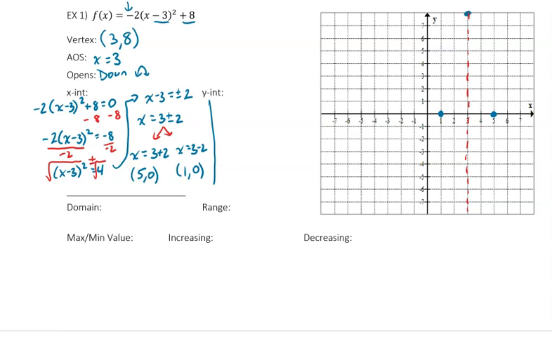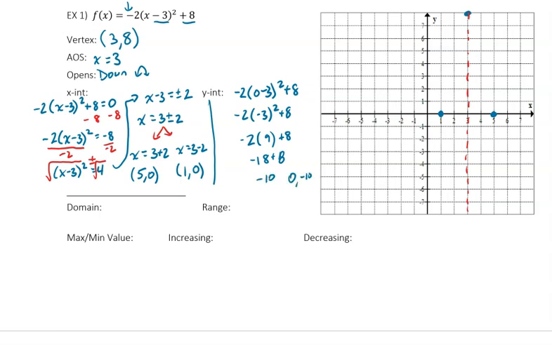So luckily y-intercept's always a bit easier than x-intercept. So this time we're going to set x equal to 0. So we have negative 2 times (0 minus 3) squared plus 8. 0 minus 3 is negative 3. So that's going to be negative 2 times 9, which is negative 18, and that's going to be negative 10.